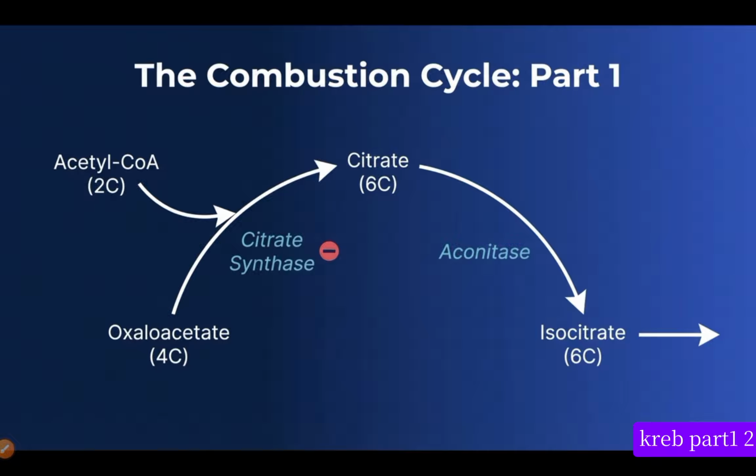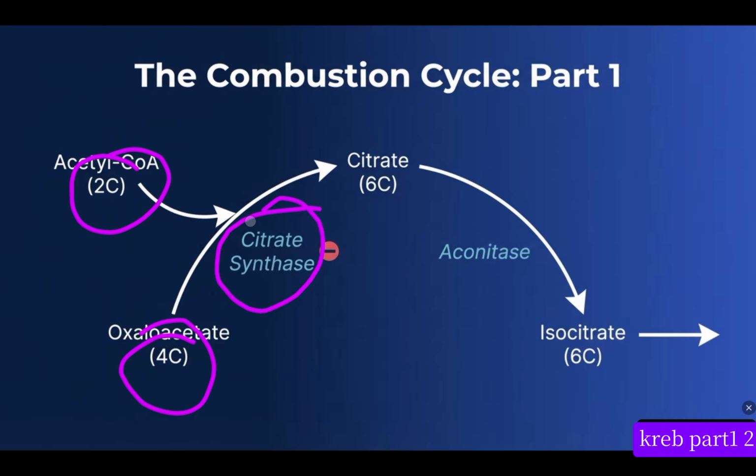Now this acetyl-CoA, which is a 2-carbon molecule, will come and react with oxaloacetate, which is a 4-carbon molecule, and it is stimulated by an enzyme known as citrate synthase. Citrate synthase, the word synthase should give you something. Citrate synthase means it helps in the formation of what? Citrate, by joining acetyl-CoA with oxaloacetate to form citrate. Therefore, citrate synthase means we are forming citrate.